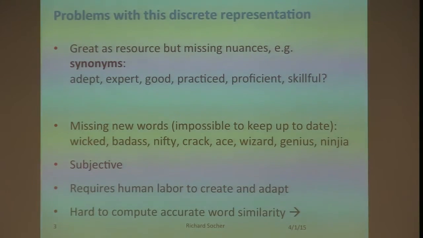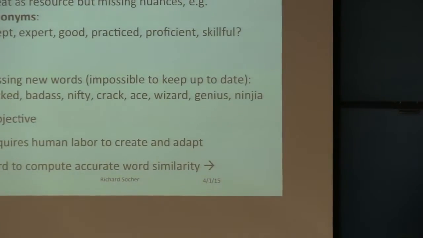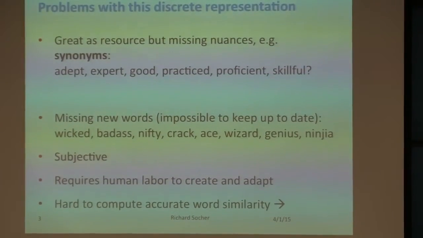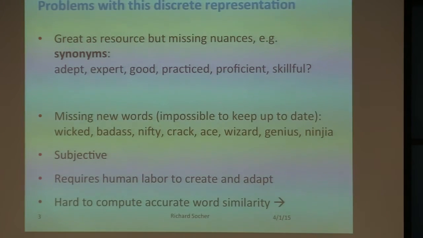So you may have a bunch of other words that people might think are good, like wicked, badass, nifty, crack, ace, or the Silicon Valley ninja. So if you're a ninja coder, you're a very good coder. And so those are obviously not in WordNet. And it's very hard to keep it up to date. So ideally, we would learn our vector representations or our word representations from data. We just give it more data, it reads the news continuously, and it starts learning about new words.